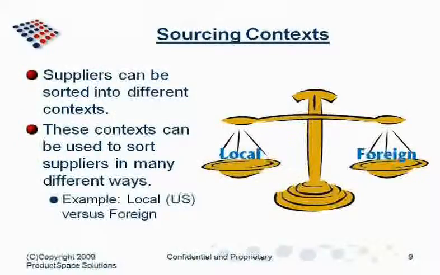Sourcing contexts are another new item with the SUMA module. It's a way to basically split up your suppliers into different categories. You can then use the context to sort suppliers and sort their parts automatically as you create them. For one example, you can have two sourcing contexts where you can have suppliers that are within the United States, and you can also have suppliers which are overseas.